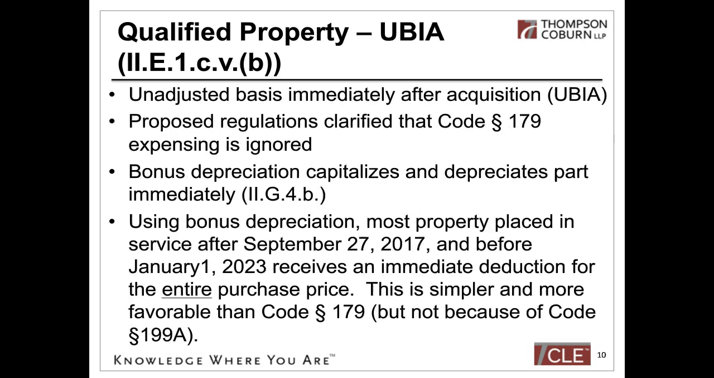So again, the UBIA, the original cost, the proposed regulations clarified that you ignore Code Section 179 expensing. There had been some concern that because it's the unadjusted basis, there might not have been basis because Code Section 179 expenses your cost rather than capitalizing your cost. Normally, you would think that you have to capitalize the cost in order to have basis. That would be the normal common sense rules. But the proposed regulations gave us a break and said that you can count the basis even if you've expensed it under Code Section 179.